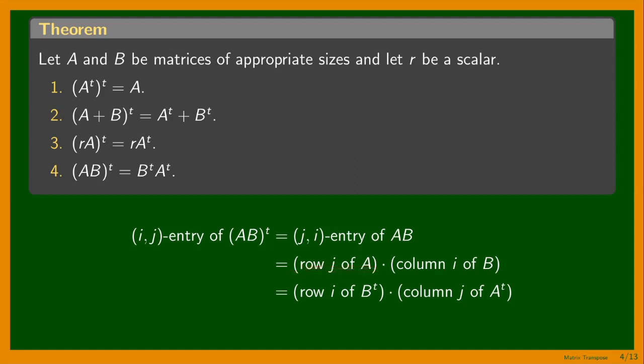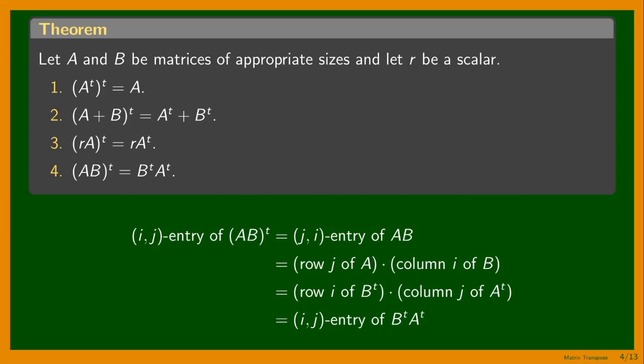Also, the row j of A should be the same as the column j of A transpose by the definition of transpose. Now I am reversing the order because we are always taking the dot of a row to a column. We are accustomed to doing rows dot columns, not columns dot a row. Therefore, if you take the dot of the row i of B transpose and the column j of A transpose, that's going to be the ij entry of B transpose times A transpose by the definition of matrix multiplication.